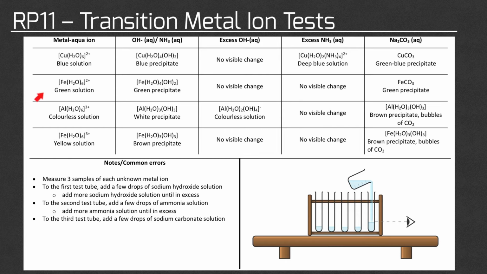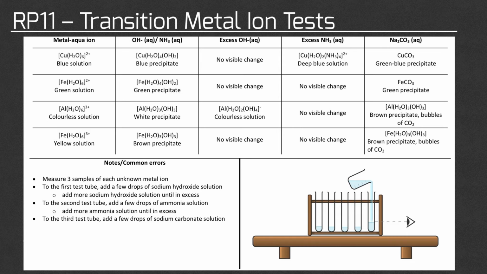For our iron 2 solution, we would form a green precipitate when we add hydroxide or ammonia ions. There'd be no visible change with excess hydroxide and no visible change with excess ammonia. When we add sodium carbonate, we would observe a green precipitate.